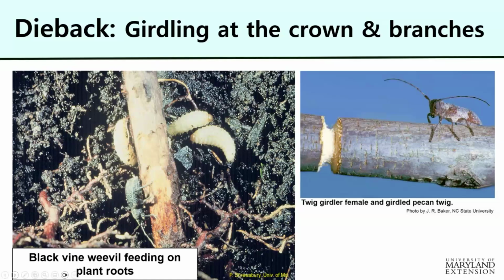And so this can happen below ground from things like larvae or immature stages of black vine weevil, or even above ground with beetles like our twig girdler, as we can see on our right here.